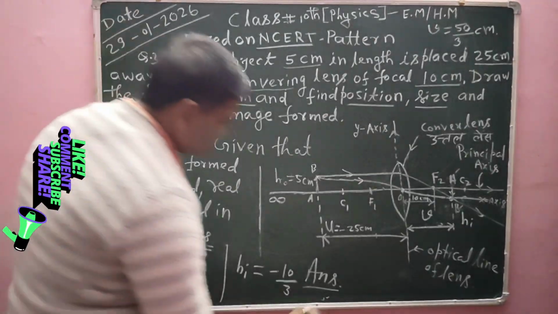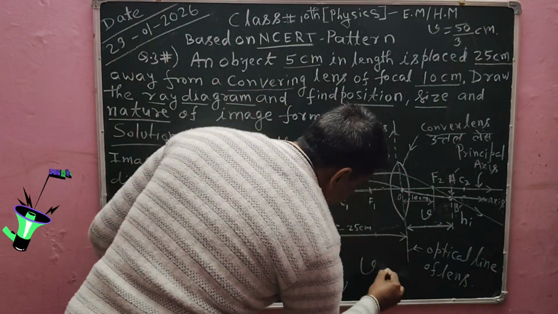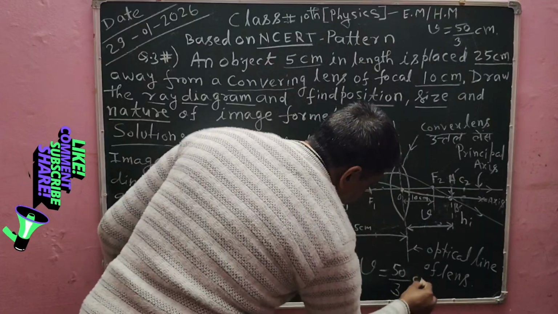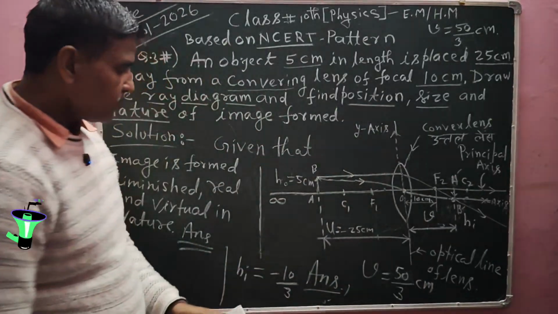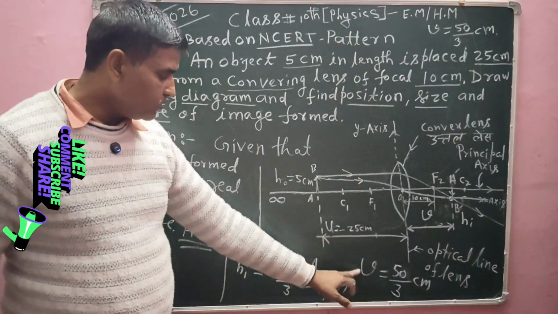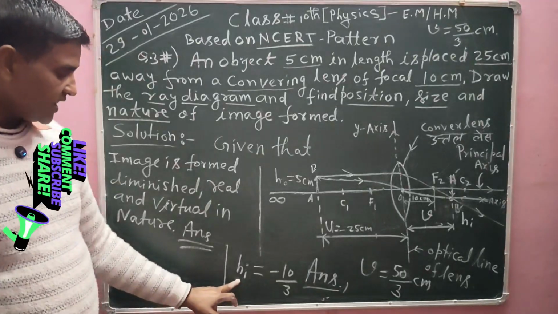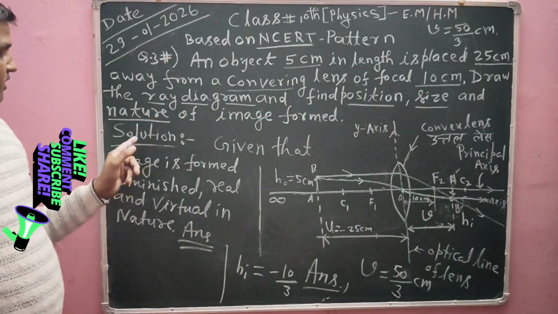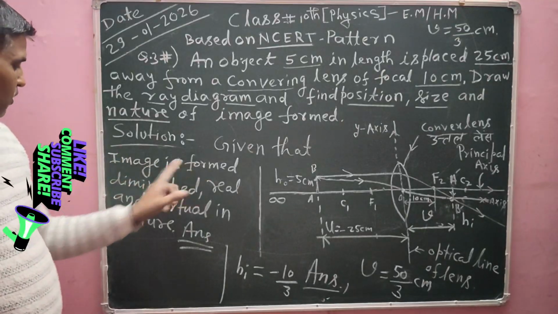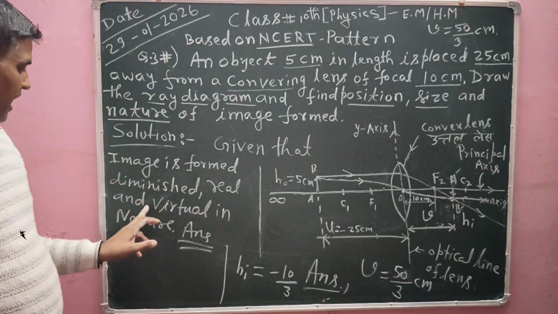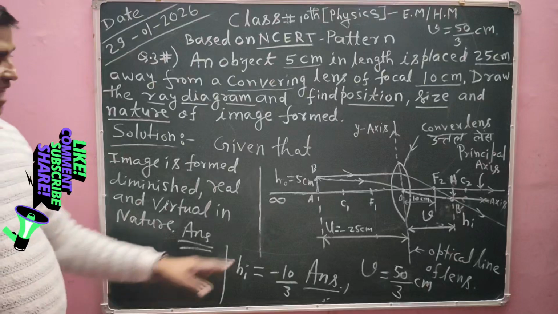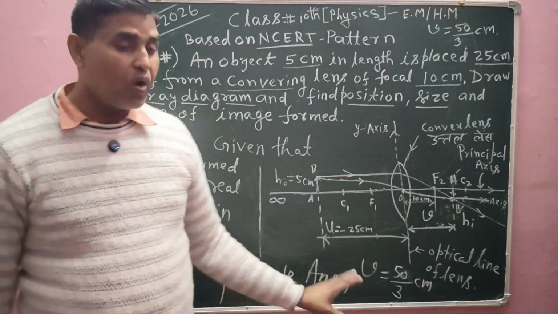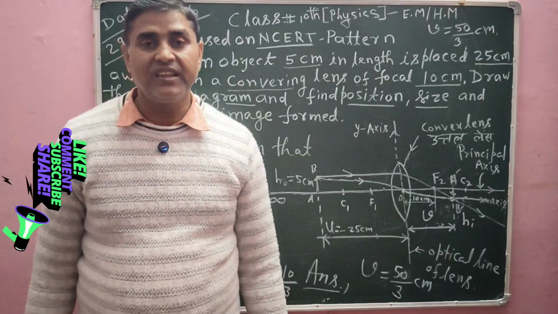So according to this way, I can write all data properly. The value of v I have calculated, the value of hi I have already calculated, and its nature I have written. Image is formed real, diminished, and virtual in nature. And this is the ray diagram. Okay student, I hope that you are understanding all this information clearly.